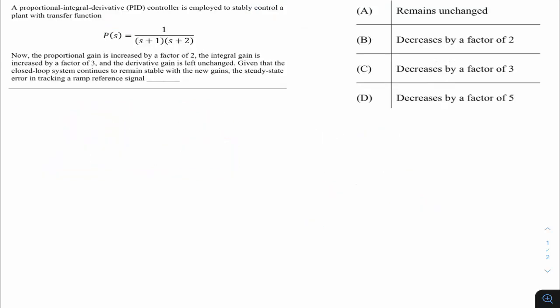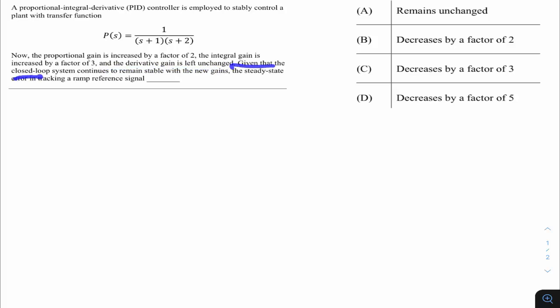This question was asked in GATE 22 of instrumentation. This is from the control systems subject and related to the PID controller and the steady state error concept. The question is, a proportional integral derivative PID controller is employed to a stable control plant with transfer function P(s) equals 1 by (s plus 1)(s plus 2). Now the proportional gain is increased by a factor of 2, the integral gain is increased by a factor of 3, and the derivative gain is left unchanged.